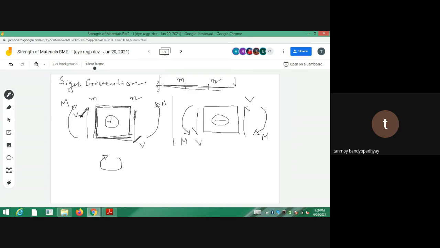And just the reverse case, when the shear force V is downward on the left side and upward on the right side, such that the net effect of rotation due to the shear forces is anti-clockwise at the center of the element. If I consider this to be the center of the element, the shear forces are trying to rotate the element in an anti-clockwise direction. That set of shear forces I will take to be negative shear forces.